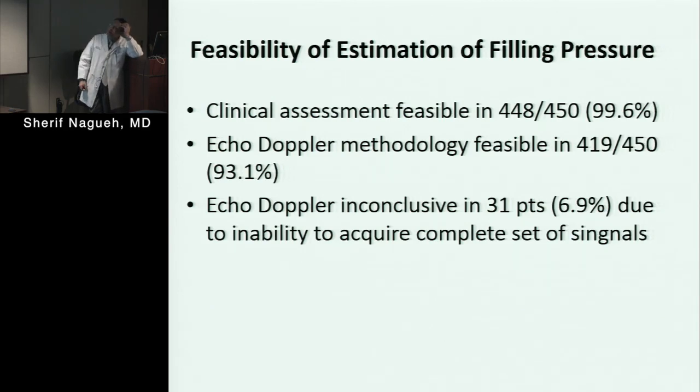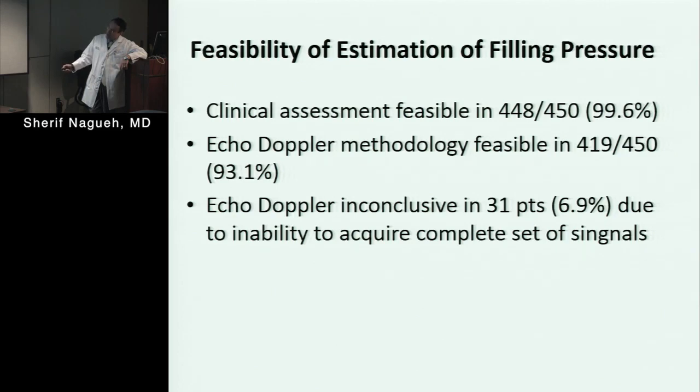Got it. Okay. So the Doppler methodology now, it was feasible in the vast majority of cases, 93%, but in about 31 cases it was not feasible. Again, we are looking at signals, the quality of the signals, and things of that nature. So that dropped several cases. Was this done through a core lab? Each site did their own analysis. Okay, good.